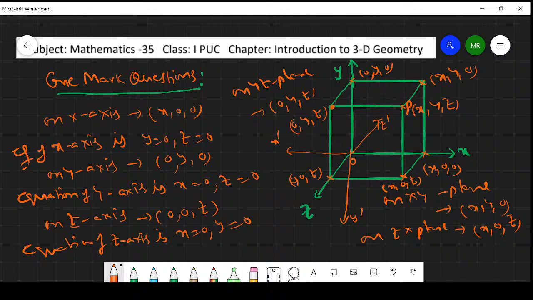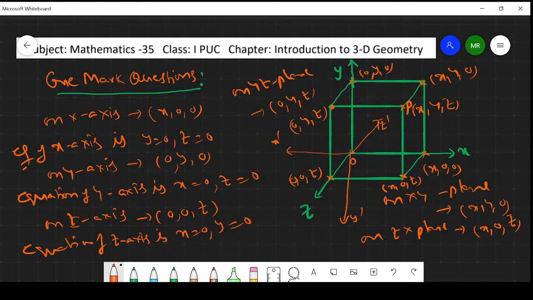They may ask 1 mark questions like these. Suppose they ask about a point on the x-axis: what are the y coordinate and z coordinate? For a point on the x-axis, y coordinate is 0 and z coordinate is 0. Suppose the point is in the xy plane, what is the z coordinate? In the xy plane, the z coordinate will be 0. In the zx plane, the y coordinate will be 0. In the yz plane, the x coordinate will be 0. These are all 1 mark questions they may ask.